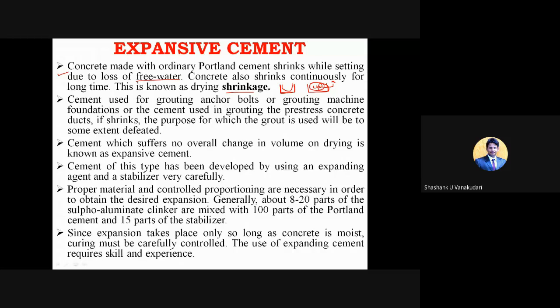The cement that is used for the grouting of anchor bolts or the grouting of machine foundations, or the cement used in the grouting process. Here they have mentioned grouting three times, so first I will make clear what grouting is. Grouting means you are connecting two structural members. For example, in prefabricated structures, structural members like columns and beams are prepared in the factory itself. They bring those members from the factory and fit them here, jointing them on site.